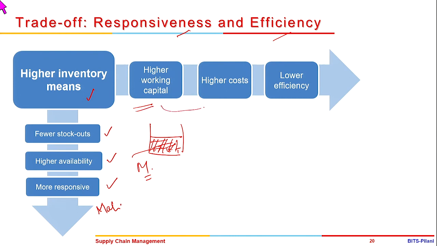And working capital has got a cost, because either you have taken this money on loan or that money belongs to the shareholders. In any case, that is also a cost. So higher inventory has higher working capital requirement, therefore higher cost, and higher cost always means lower efficiency. So when it comes to profit, profit is equal to revenue minus cost. So in this slide we have seen that inventory can increase the responsiveness, but at the same time it also increases the costs.